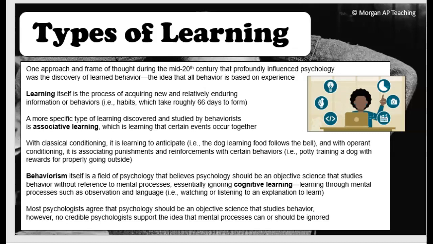We talk about modeling. So psychologists agree that psychology should be an objective science. We all believe that it studies behavior. However, no credible psychologists support the idea that mental processes should be ignored, right? I mean, we just spent an entire unit on your brain and cognition. So like I said, there aren't any pure behaviorists out there.